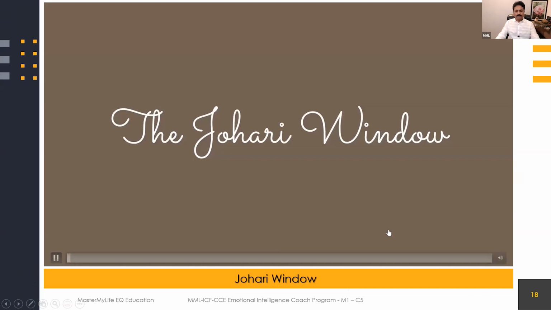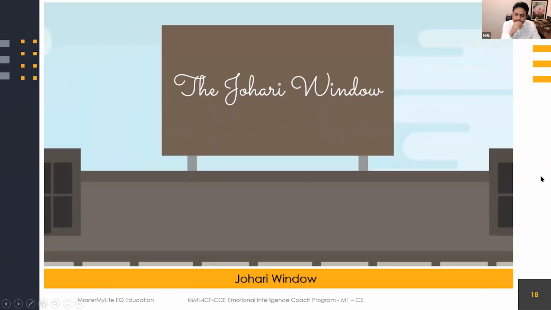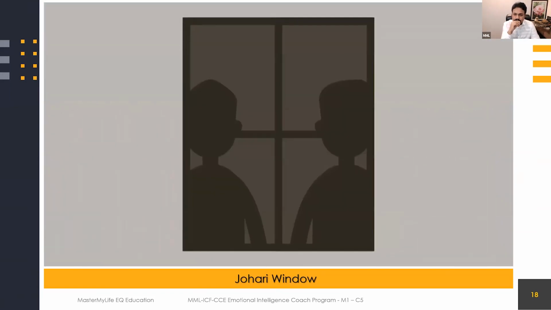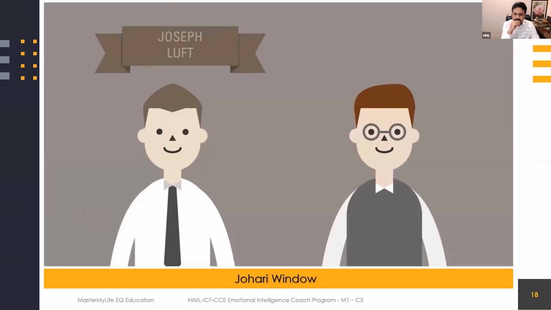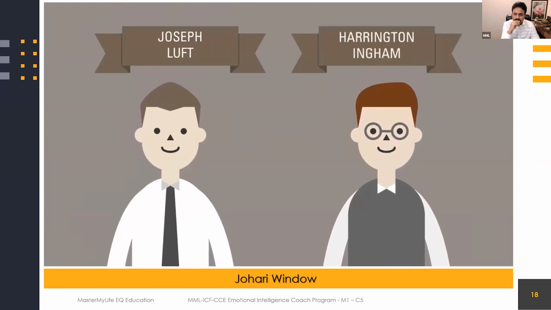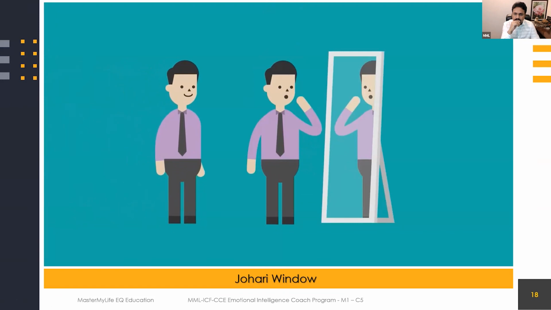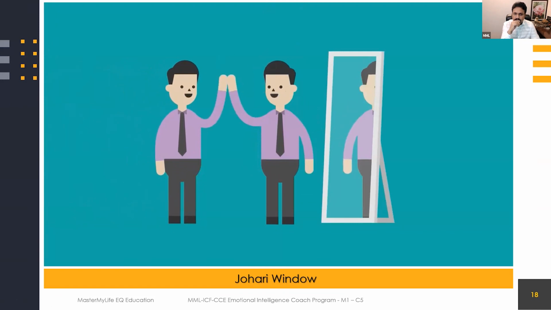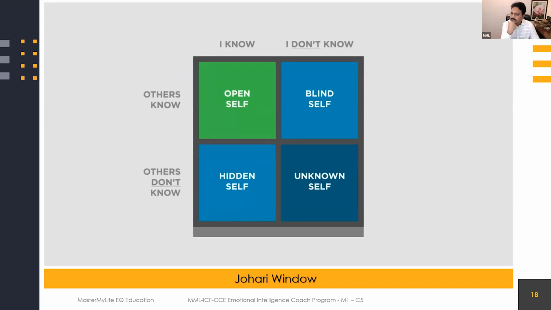The Johari Window. The importance of feedback can be illustrated through the concept of the Johari Window. The Johari Window is a model created in 1955 by two American psychologists, Joseph Luft and Harrington Ingham, hence the name. It is used to help people improve self-awareness and mutual understanding between individuals within a group. The Johari Window consists of 4 quadrants: the open self, blind self, hidden self, and unknown self, which correspond to the relationship between ourself and others.